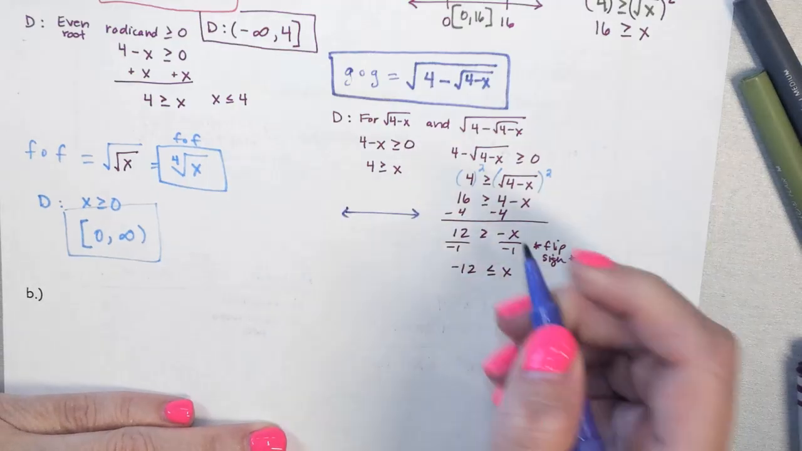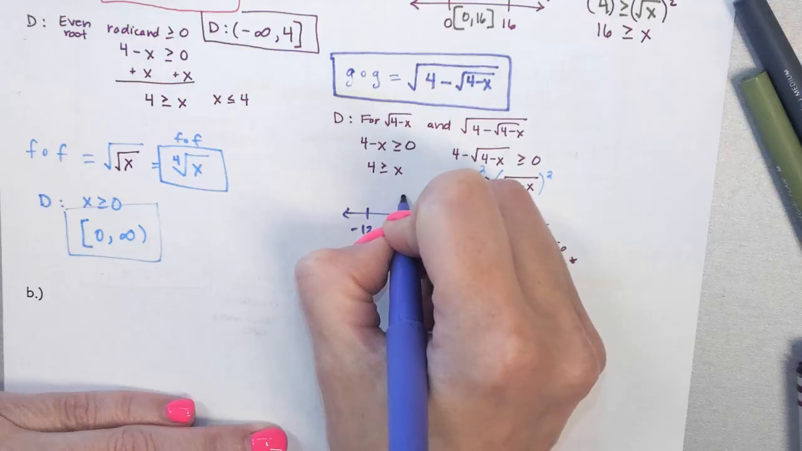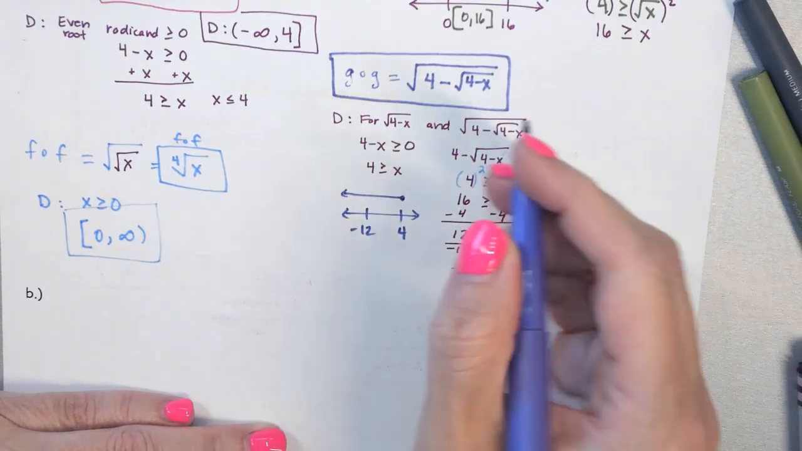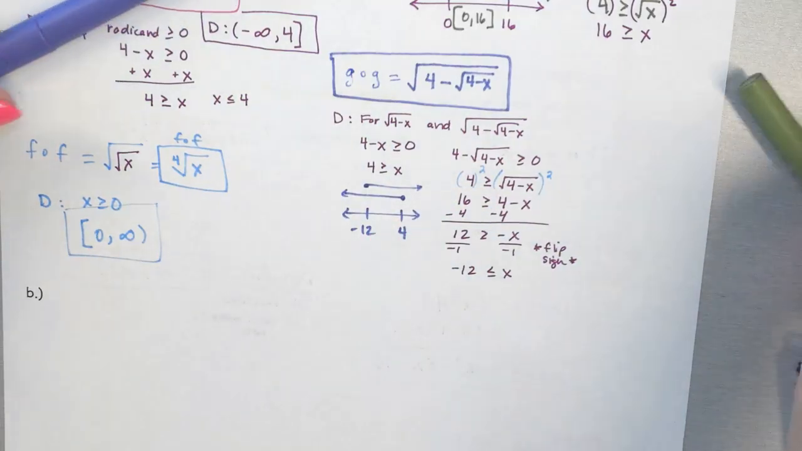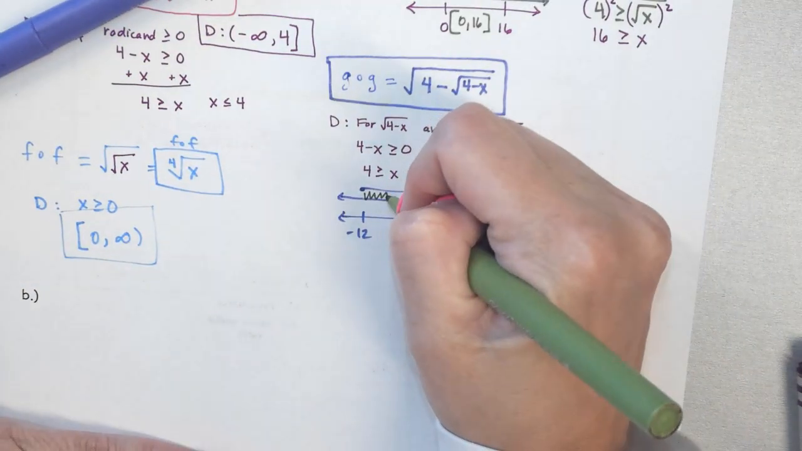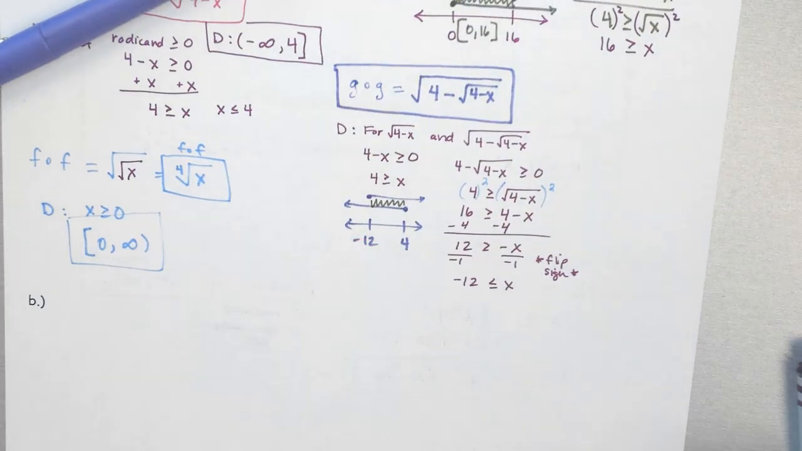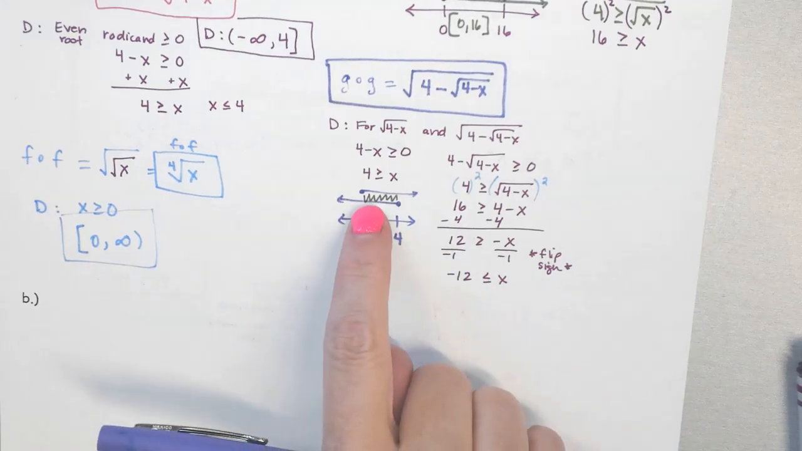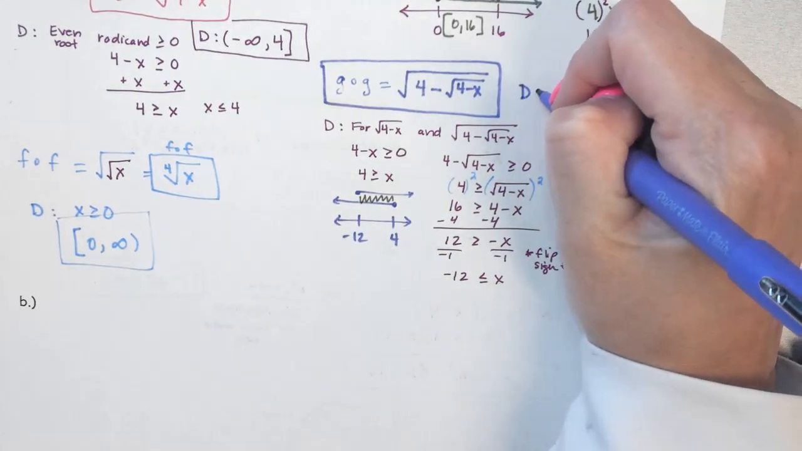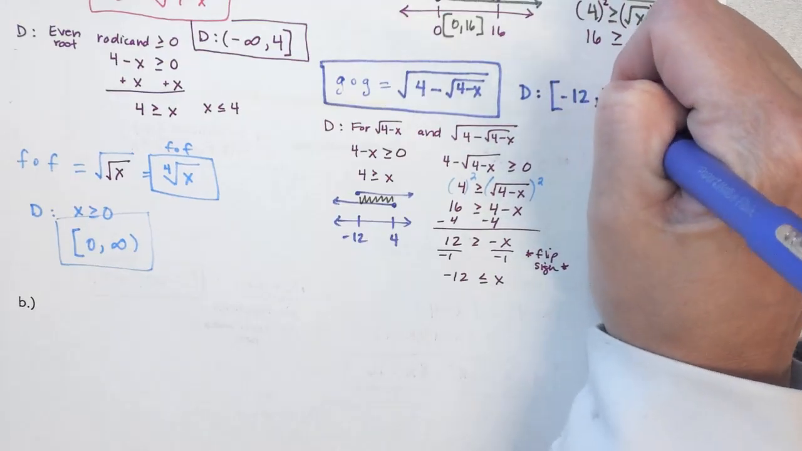Okay, so I have negative 12 and I have 4. So all the values have to be less than or equal to 4 or greater than or equal to negative 12. So I can see where that overlap is. Again, you don't have to write out your number line. Just visually, I think it helps so you can see this is where both conditions are being satisfied. So negative 12 to 4.